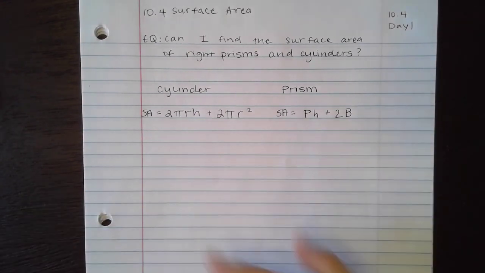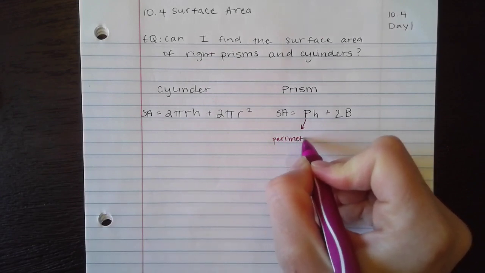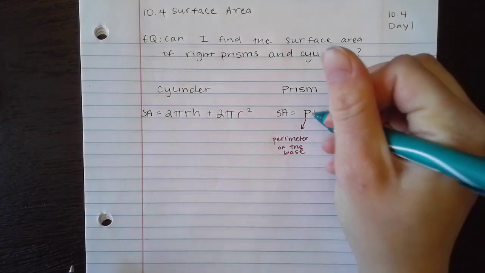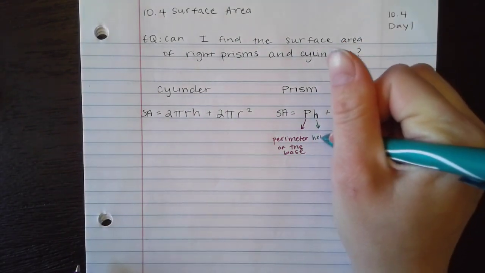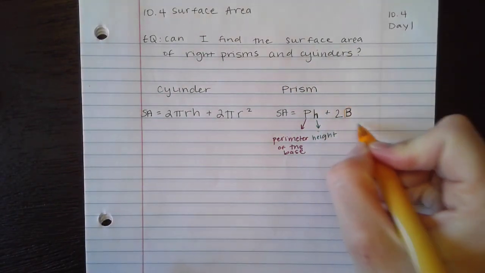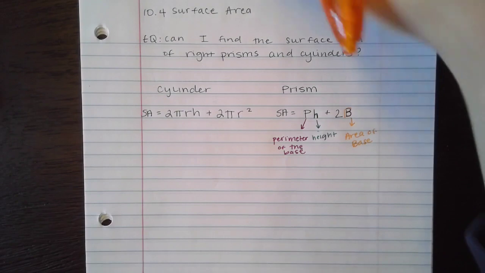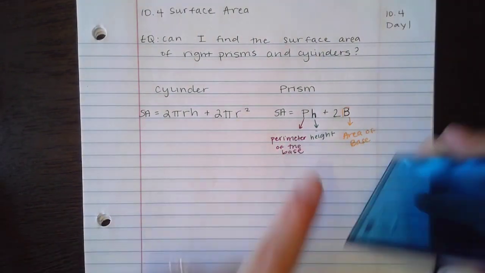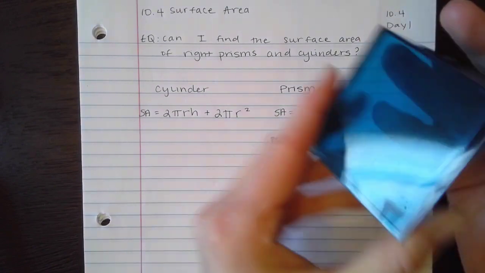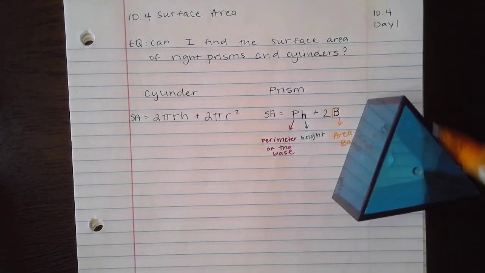We're going to unload what some of this is. This p is the perimeter of the base. H stands for height. And this big B stands for the area of the base. So if this was my prism, I would find the perimeter of the base. The base is a triangle, so I'd find the perimeter and multiply it by my height. If it was standing like this, that would be the height. And then I'd have to find 2 of the area of the bases.